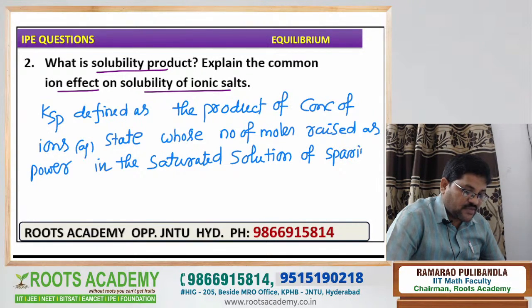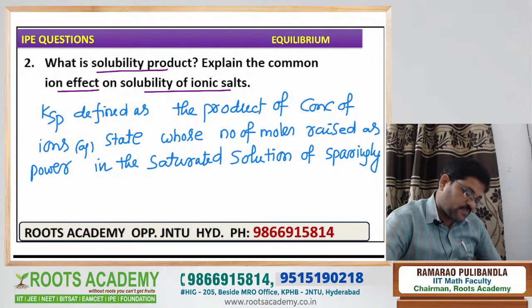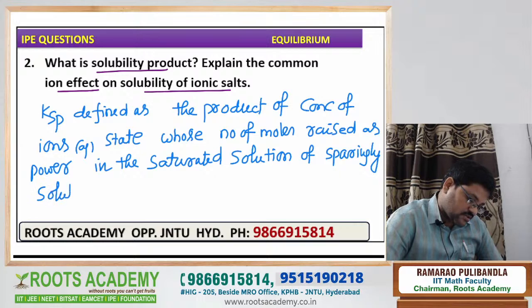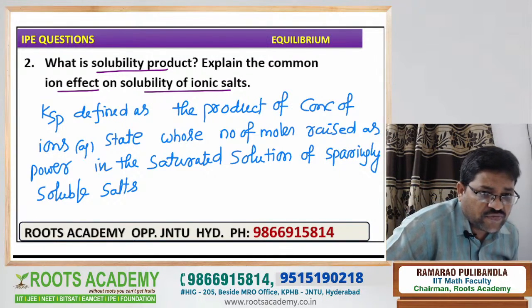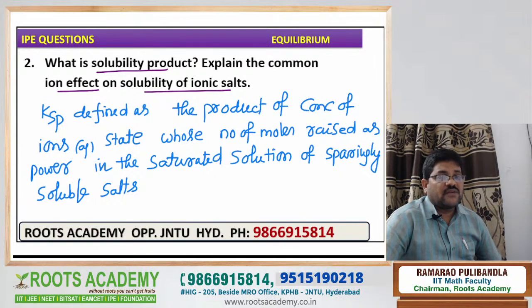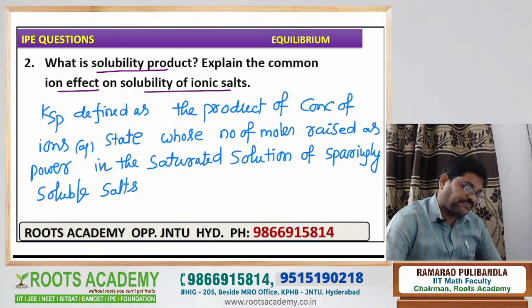sparingly soluble salt. What is the meaning of sparingly? Partially. In the saturated solution of the sparingly soluble salts. This is the statement of what? KSP. Simple statement, students, no confusion. Product of the concentration of the ions in the aqueous state, whose number of moles are raised as the powers in the saturated solution of the sparingly soluble salts. Simple statement.